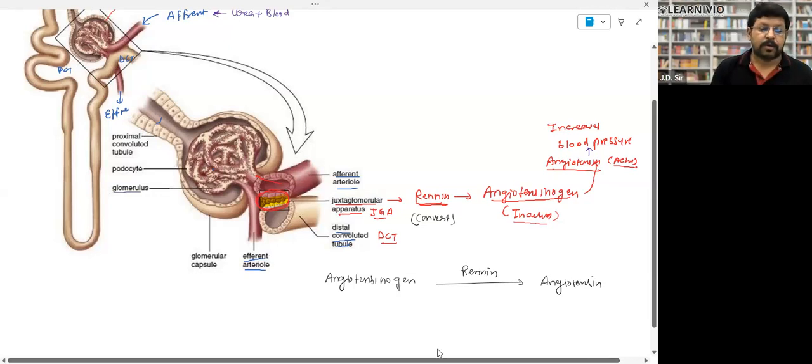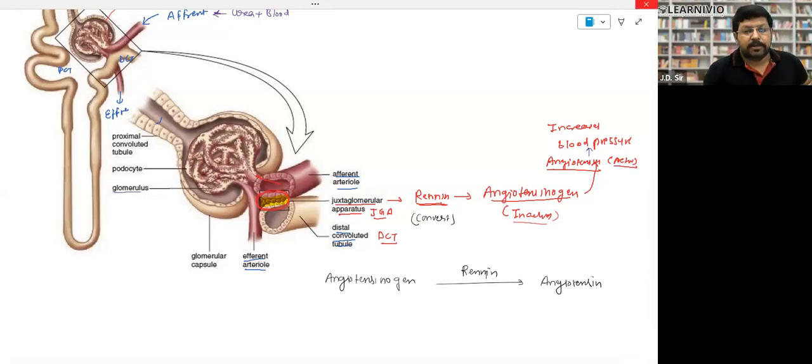Right? So this was JGA, and I think it should be clear to both of you. It was simple, right? But you need to remember it. It's very important.